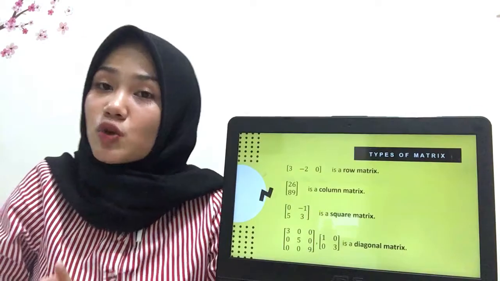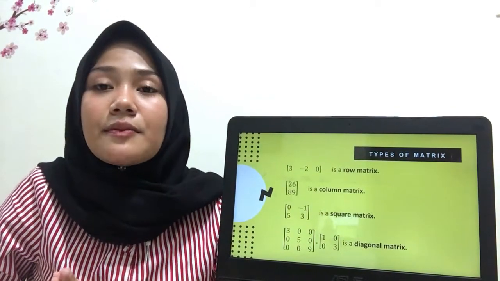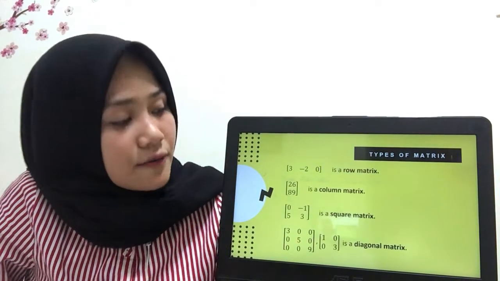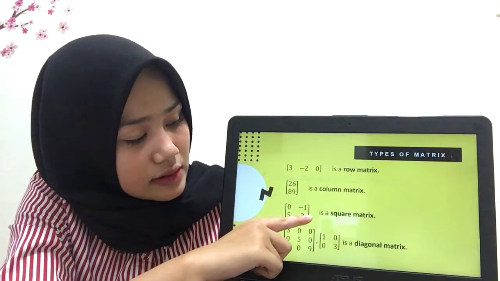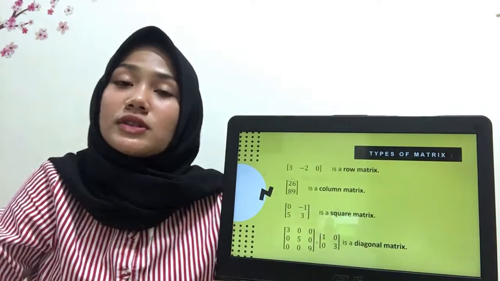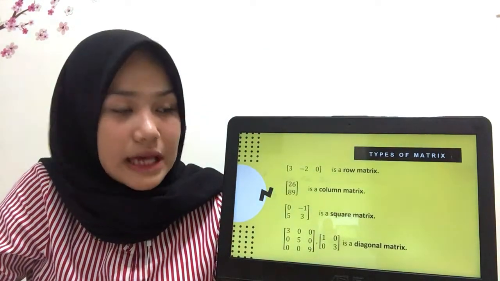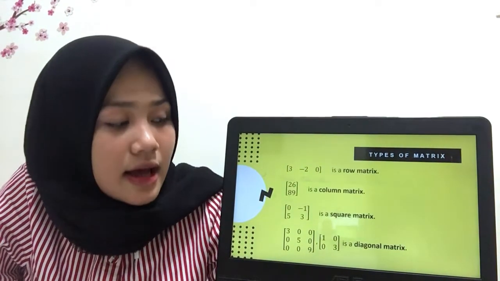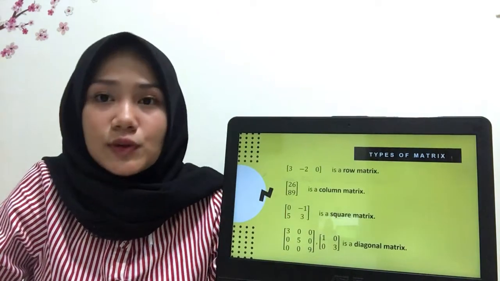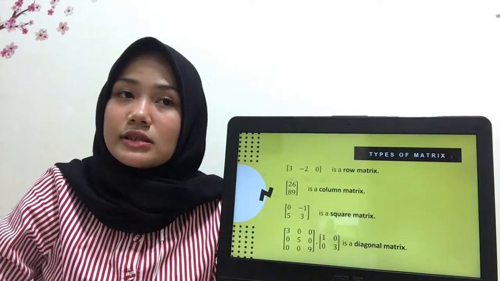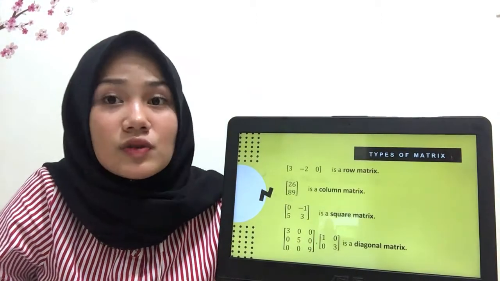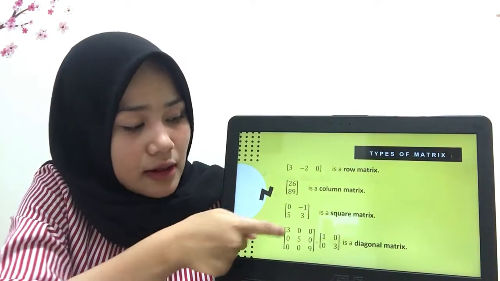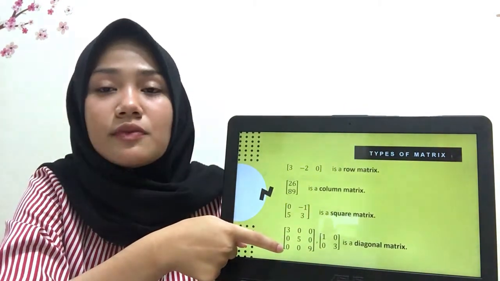The next type is square matrix. A square matrix is a matrix that has as many rows as columns. For example, this matrix 0, 1, minus 1, 5, 3. Because the number of rows and columns are the same, that is 2, this matrix is a square matrix. And then the next is diagonal matrix. A diagonal matrix is a matrix in which all elements are 0 except the main diagonal. For example, this matrix. All elements of this matrix are 0 except the main diagonal.